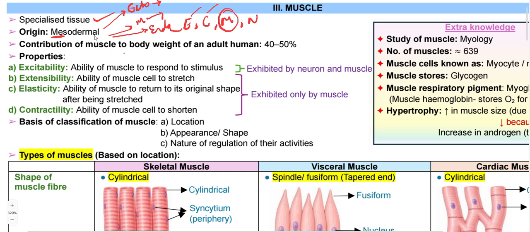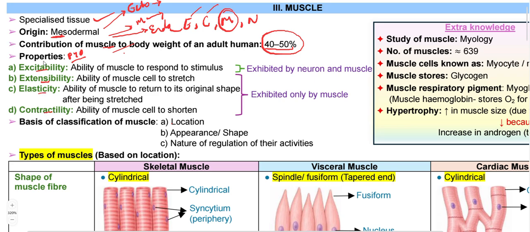Then, what is the contribution of the muscle to your body? Whatever weight there is for your body, 40 to 50% of the weight is contributed by the muscle. Then, what are the properties of the muscle? Very, very important PYQ. There are four properties of the muscle: excitability, extensibility, elasticity, and contractibility.